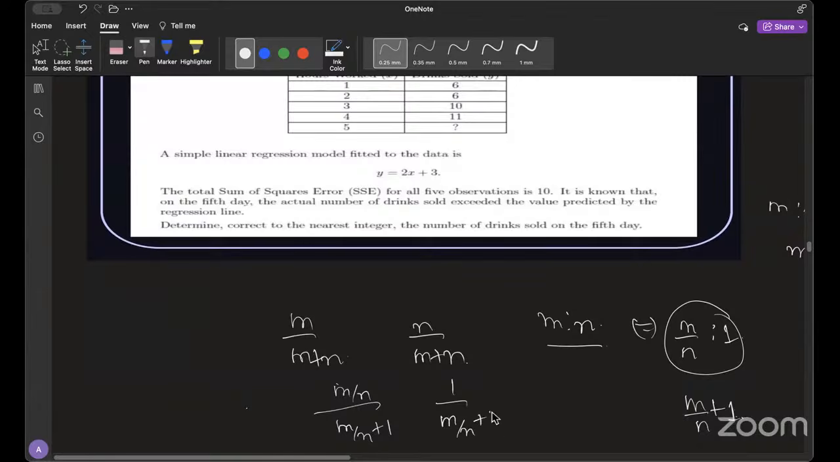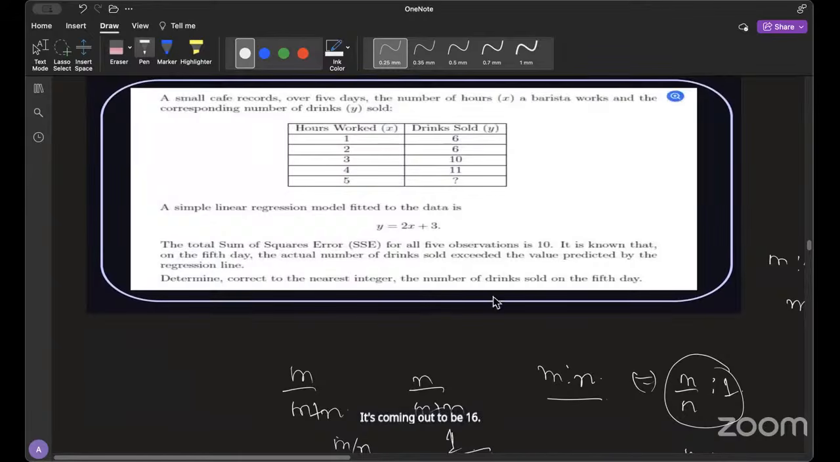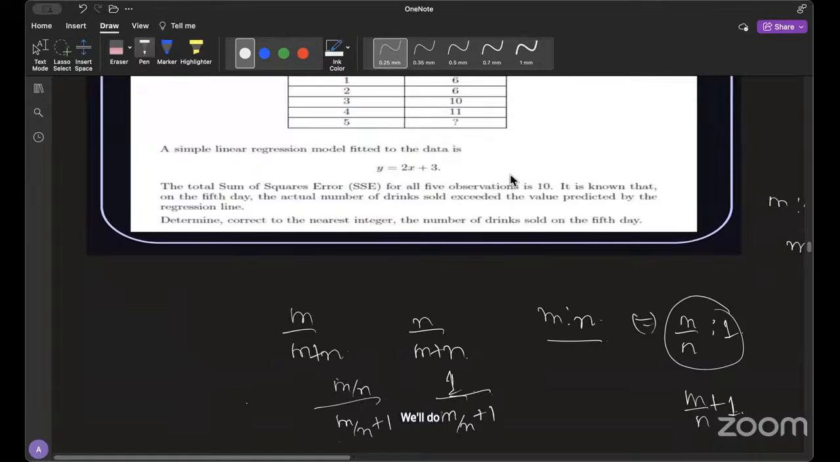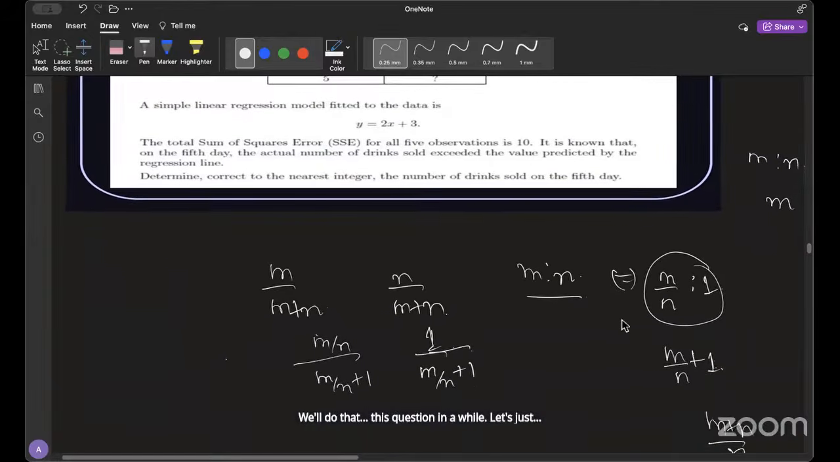It's coming out to be 16. Okay, let's see if it's 16. We'll do this question in a while. Let's just address this query first.